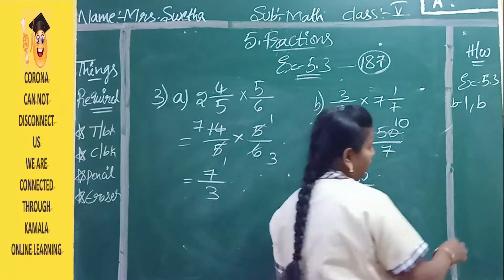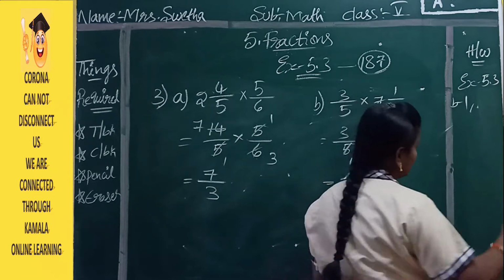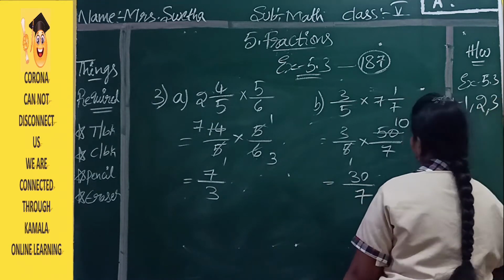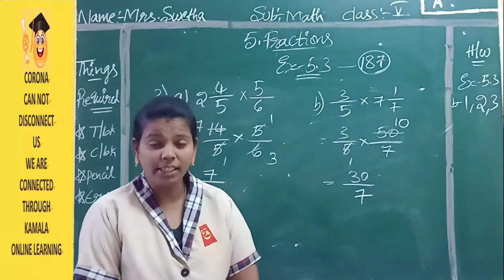All are of same type. Second bit and third bit also. See by this we have completed our 5.3 exercise.